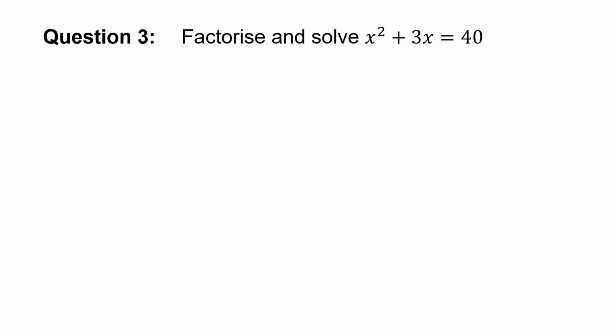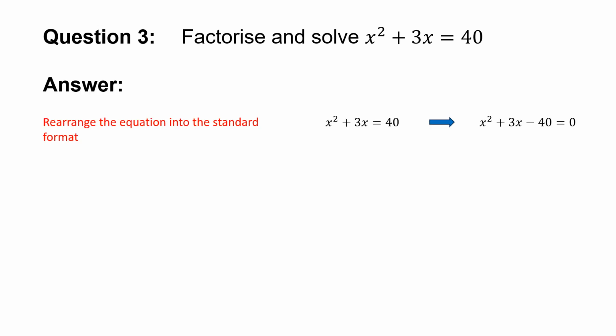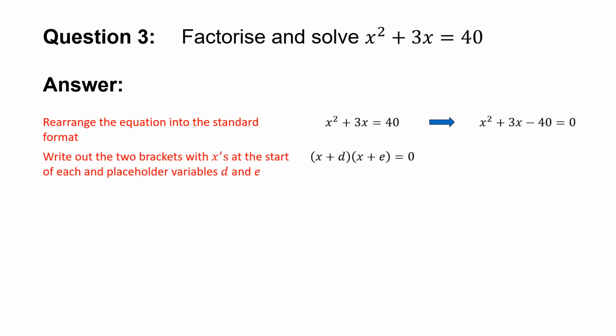So let's run through this. How would we solve this? So again, we need to do a little bit of rearranging here. So we have x squared plus 3x equals 40. So we want to move that 40 across to the left-hand side. So we're going to carry this across as a minus 40, and we're going to get x squared plus 3x minus 40 equals 0. We now have this equation in a format that we can work with and factorize.